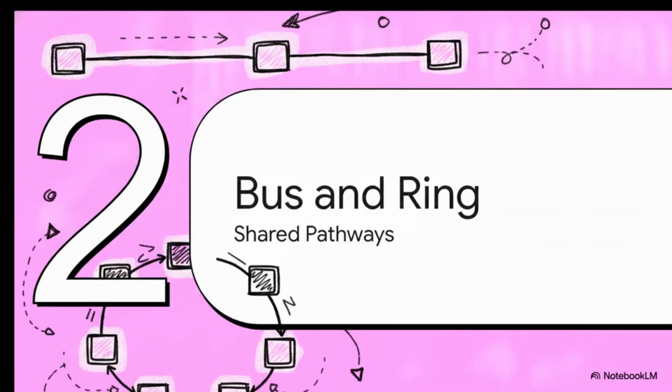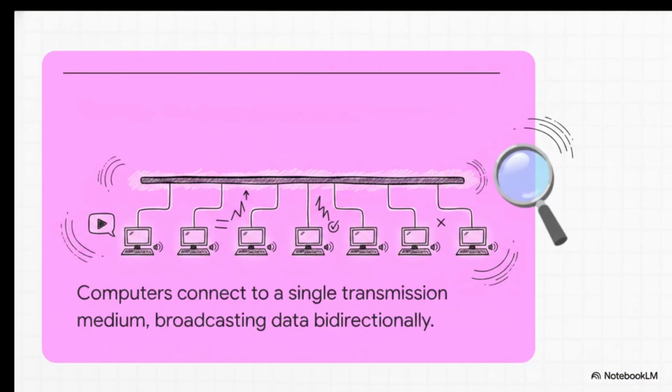Section 2. Bus and ring topologies. Let's start with the earliest building blocks of networking, where devices are forced to share a single pathway. Think of this kind of like a public PA system, or even electricity flowing. In a bus topology, all nodes connect to one main backbone cable using little drop cables. If one node wants to send a message to another, it just puts the data onto this common transmission medium.